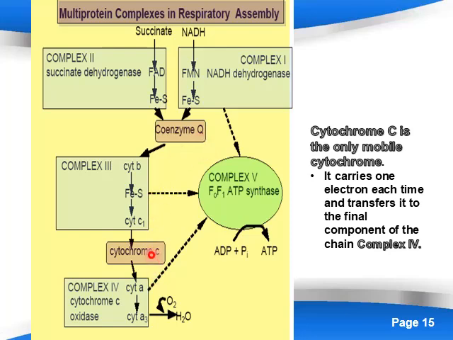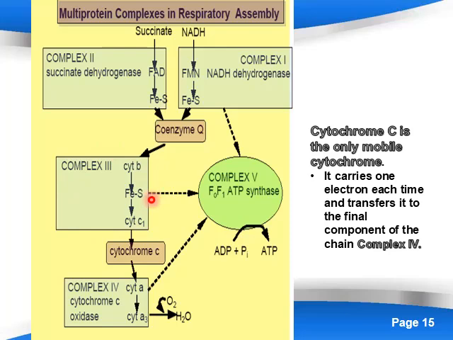CoQ passes its hydrogen to cytochrome C. Cytochrome C is mobile, while complex 1 and 2 pass through to complex 3 and complex 4. Complex 3 causes reduction of cytochrome C, so we call it cytochrome C oxidoreductase, while complex 4 results in oxidation of cytochrome C, so we call it cytochrome oxidase.